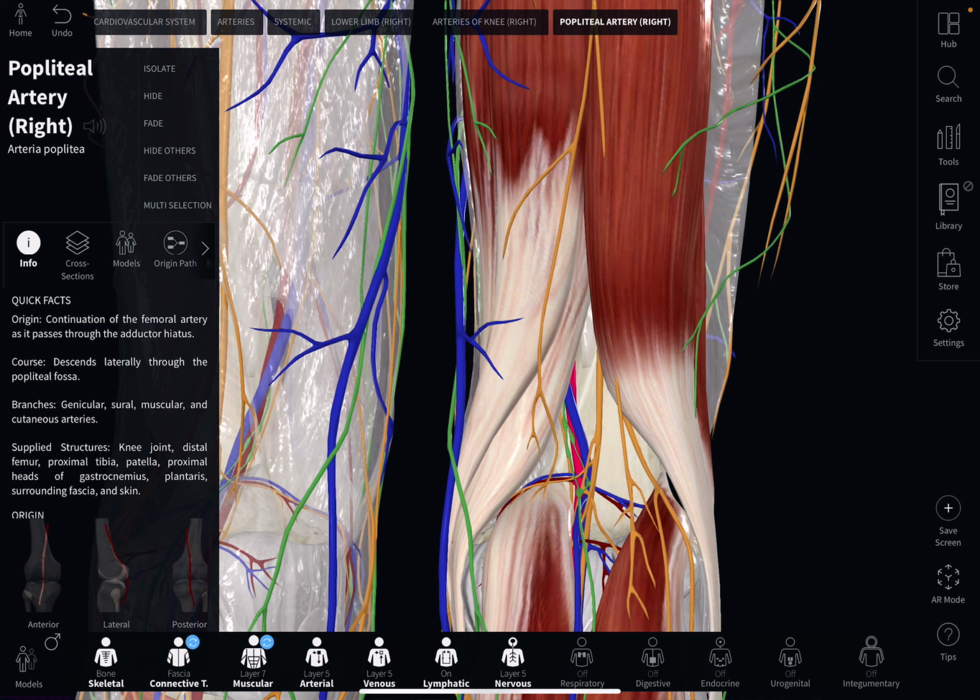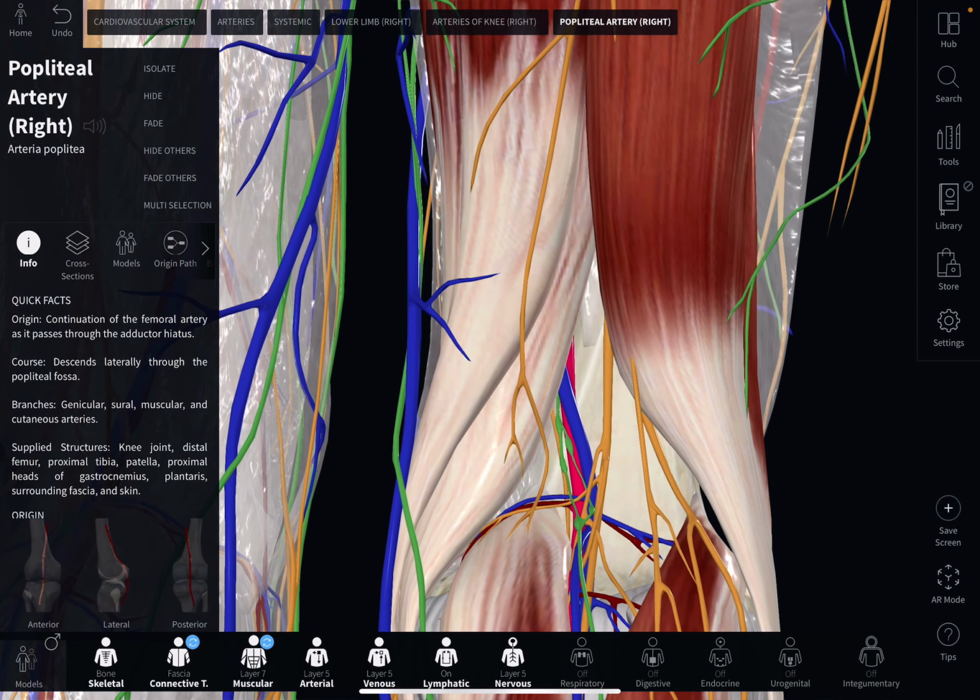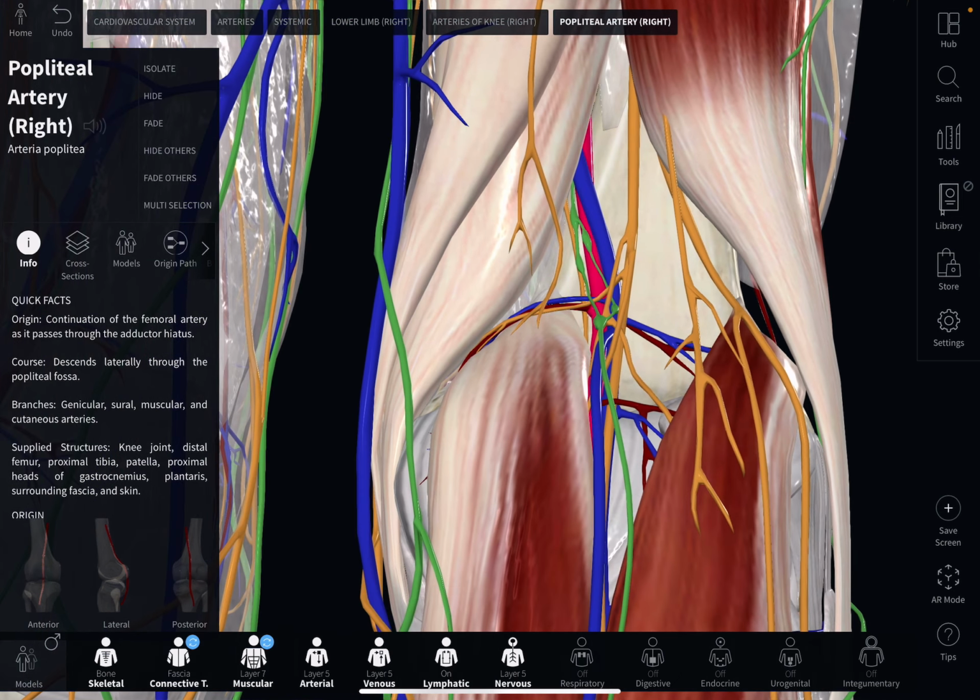The popliteal artery is actually a continuation of the femoral artery as it passes through the osteotendinous hiatus of the adductor magnus muscle. The artery passes vertically in the popliteal fossa and it terminates at the lower border of the popliteus muscle by dividing into anterior and posterior tibial arteries.